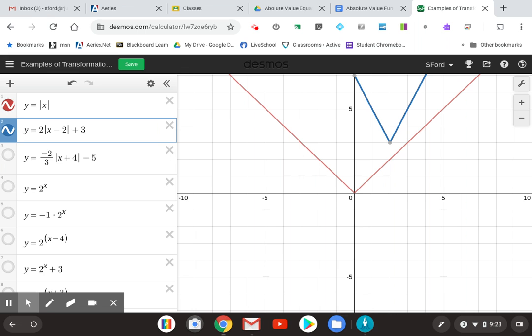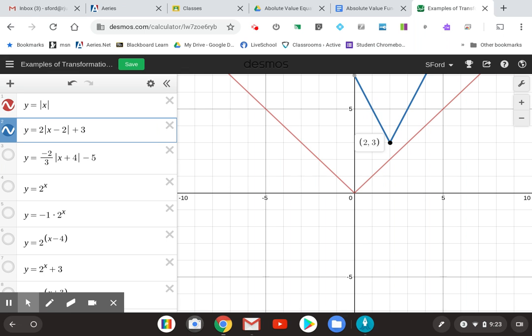And then that 2, the a value, tells you to go up 2 from your vertex, to the right 1. It's telling you your slope, and to the left 1. It's just telling you your slope. That's really neat about that.